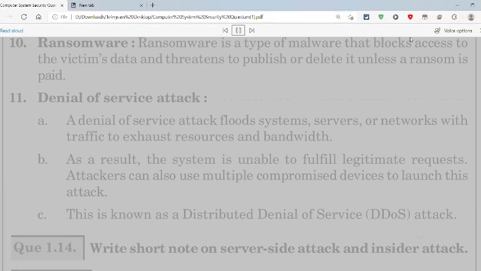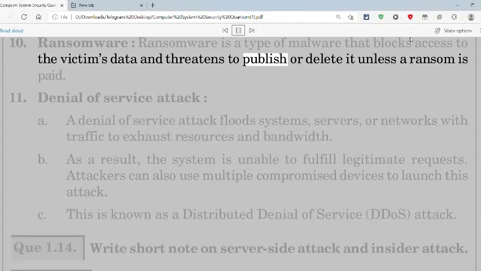compromised system. 10. Ransomware. Ransomware is a type of malware that blocks access to the victim's data and threatens to publish or delete it unless a ransom is paid.